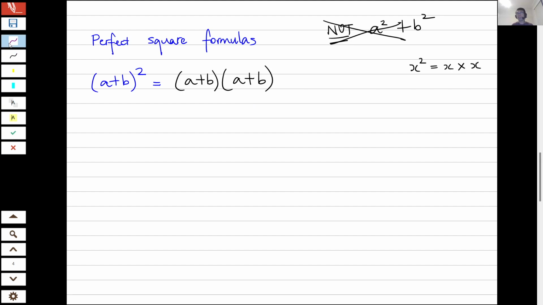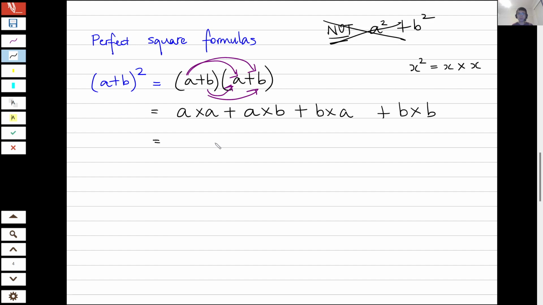And now, because this is the first time we're looking at this, we will do the expansion. So this is going to give me a times a plus a times b. And then I've got to do the other two as well. B times a and b times b. And this is going to give me a squared plus ab plus ba plus b squared.